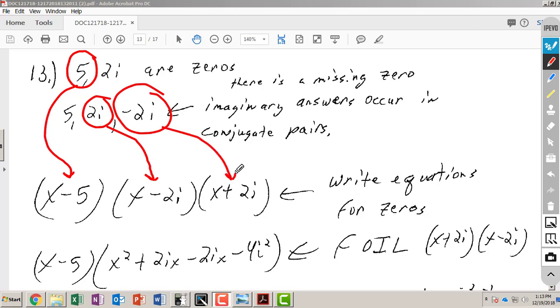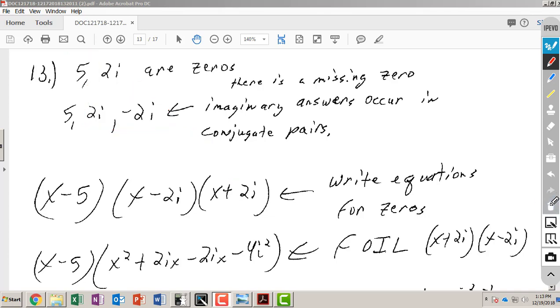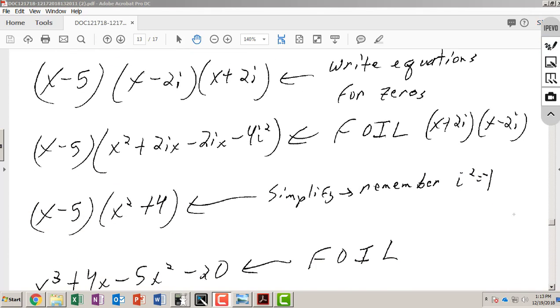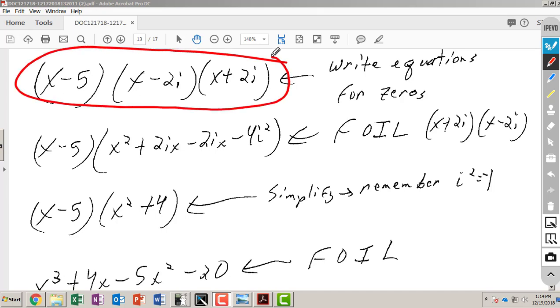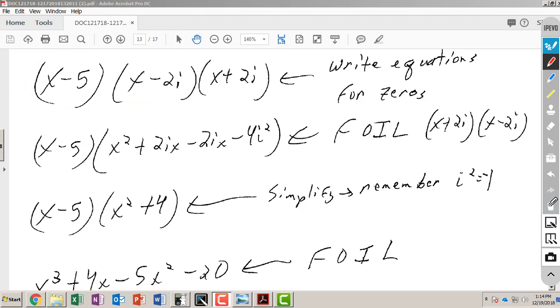Now that I've written all of my equations, I'm just going to FOIL this out to find my original equation. So here's my equation for my zeros. I've got x minus 5, x minus 2i, and x plus 2i. So I'm going to FOIL out my x minus 2i and my x plus 2i. You always want to FOIL out your imaginary equations first.